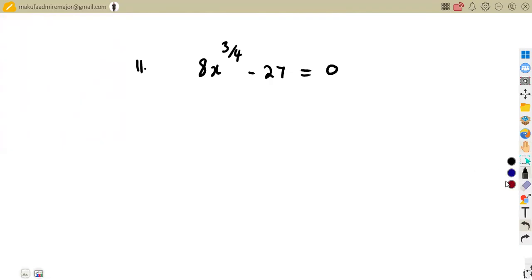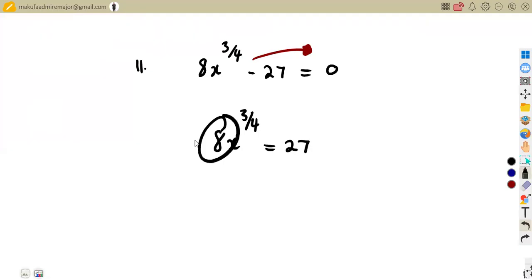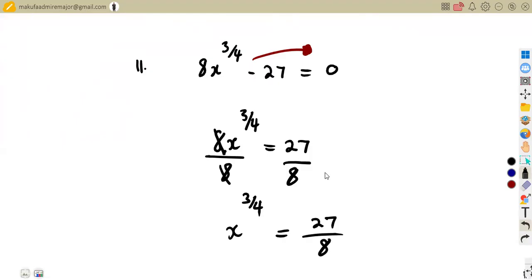If it is like this, we want to properly see our left-hand side and the right-hand side. So we transpose this to the other side of the equation so that it becomes positive there. 8x to the exponent of 3 over 4 is equal to positive 27. There's also a number affecting x. What we need is this part of x. What is affecting it is the 8, and it is multiplying. So how do you remove multiplication? You divide. The reverse of a multiplication is a division. So that will be x to the exponent of 3 over 4 is equal to 27 over 8. This is where we are.